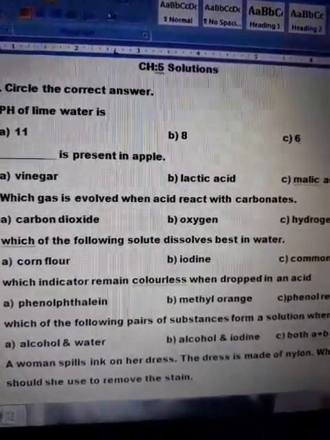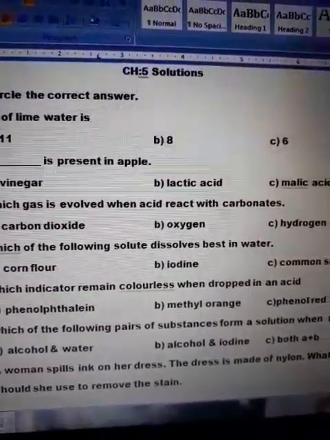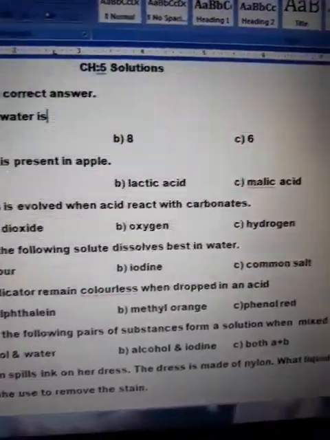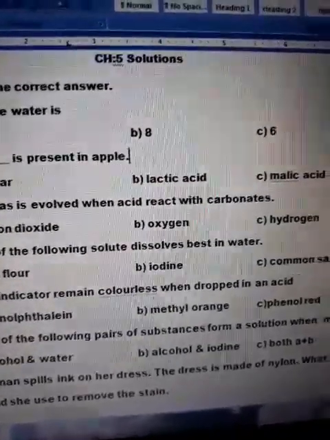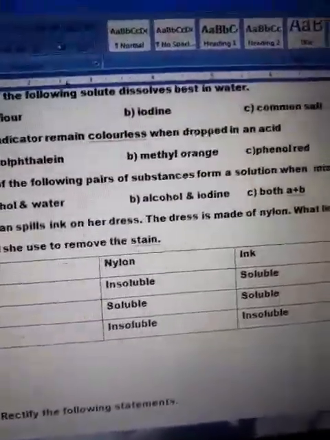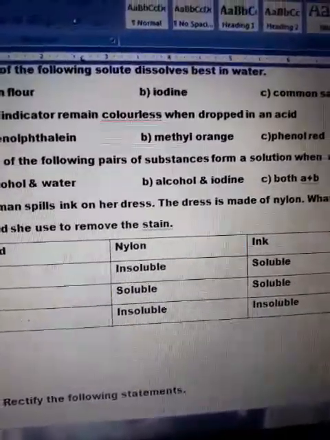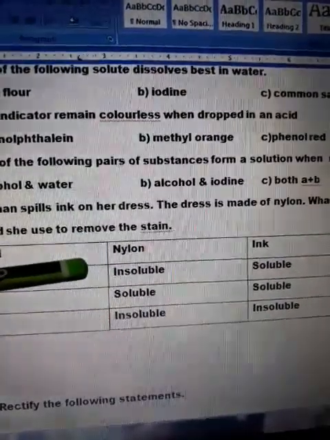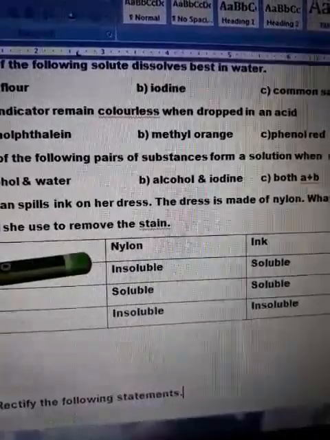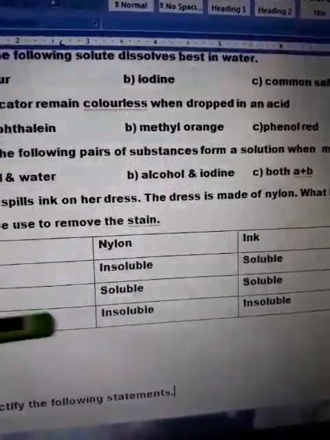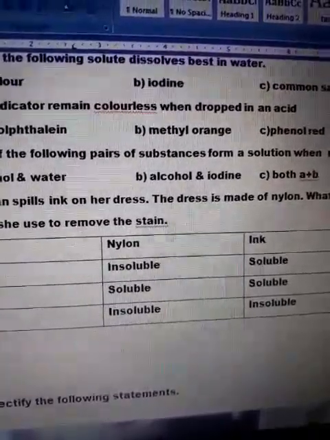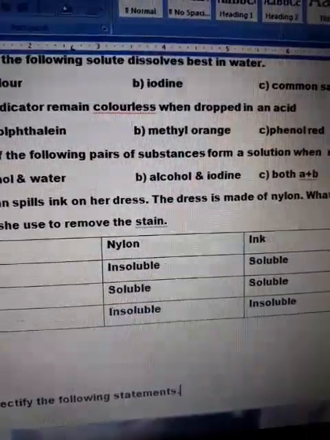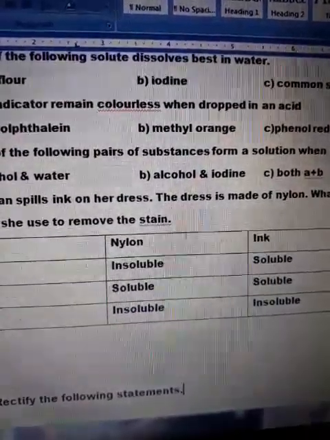A woman spills ink on her dress. The dress is made of nylon. What liquid should she use to remove the stain? Options: in liquid A, nylon is insoluble, ink is soluble. In liquid B, nylon is also soluble, ink is also soluble. In liquid C, nylon is insoluble and ink is also insoluble.